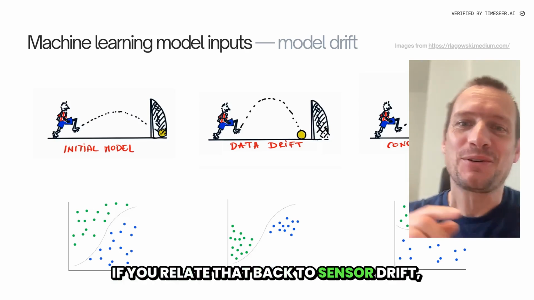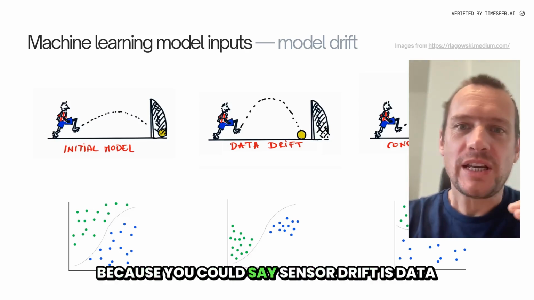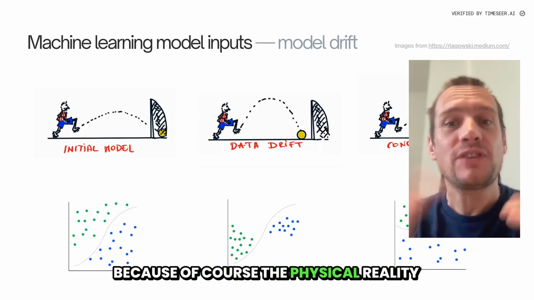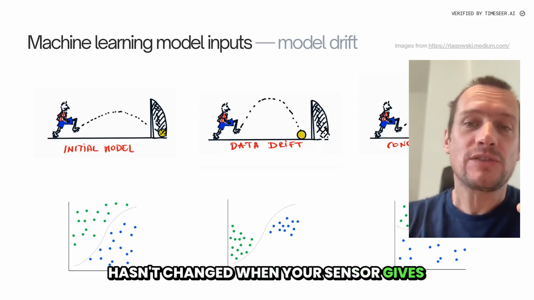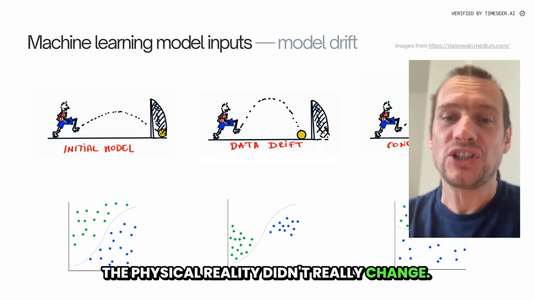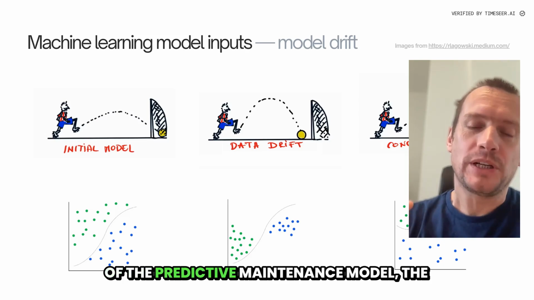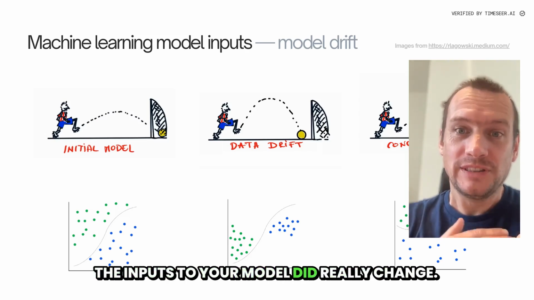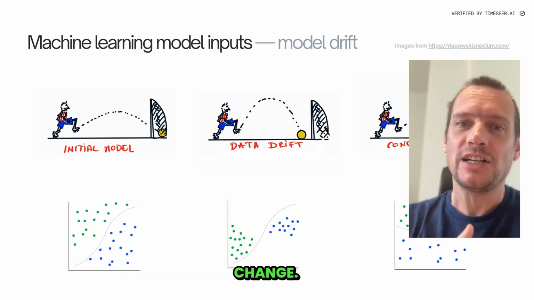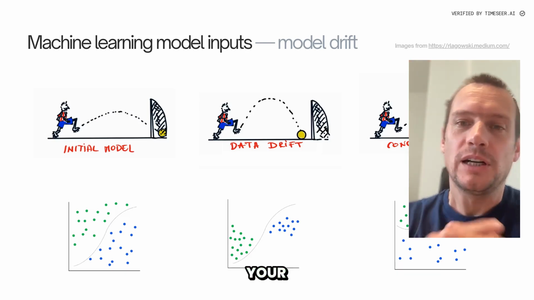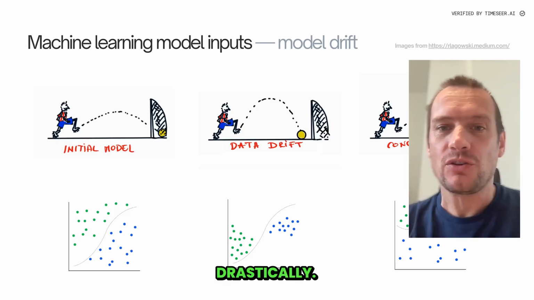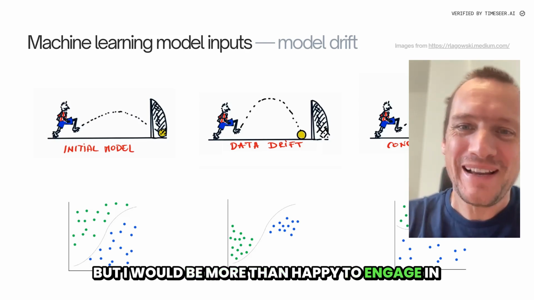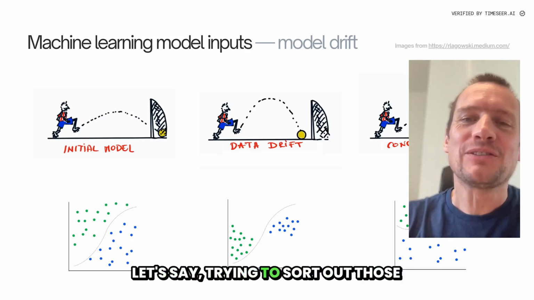If you relate that back to sensor drift, the relation is a bit subtle, because you could say sensor drift is data drift. There's an argument for that, because the physical reality hasn't changed when your sensor gives different values. But if you look at it from the perspective of the predictive maintenance model, the situation is different, because the inputs to your model did really change. The data that you're using did change. And so the relation between that input and your failure modes might also have changed drastically. So you could call it concept drift from that perspective. But I would be more than happy to engage in further discussion with people who are trying to sort out those concepts.